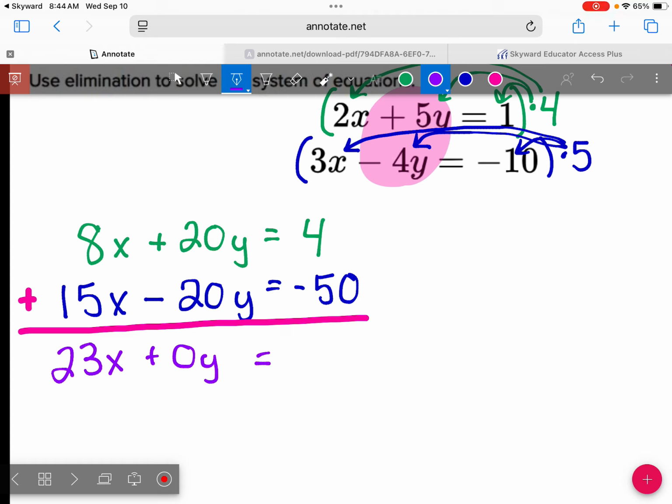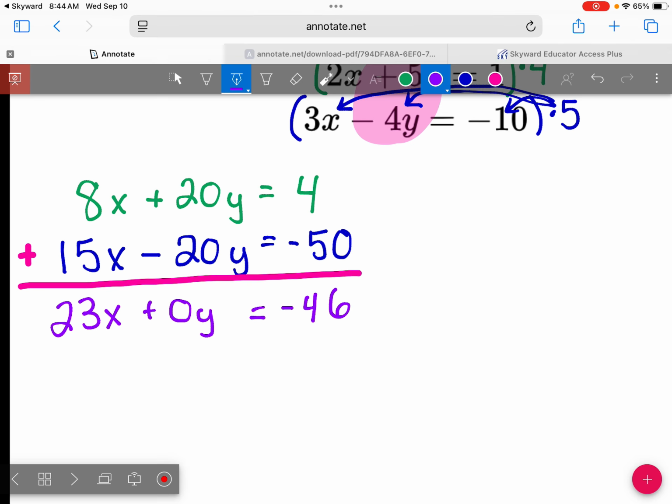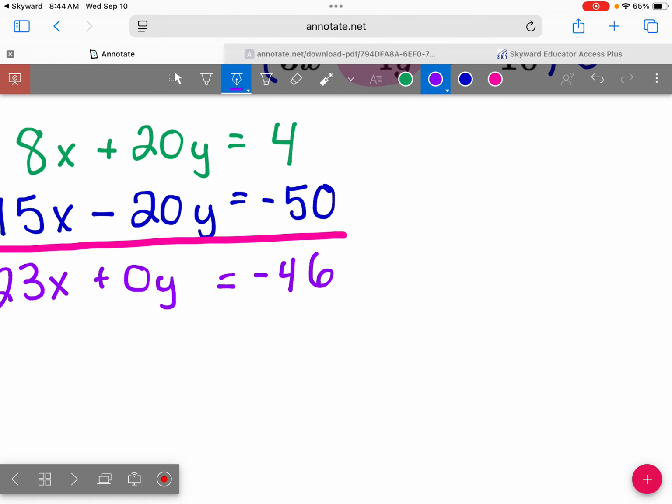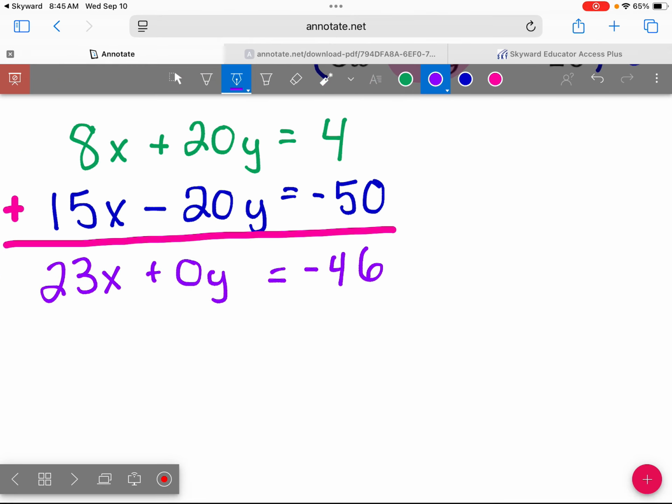And then we have 4 plus negative 50, which is going to be a negative 46. So we got our y's to eliminate out by doing some multiplying. We don't typically write that 0 when we have something times 0. So this is the exact same thing as if we had 23x equals minus 46.